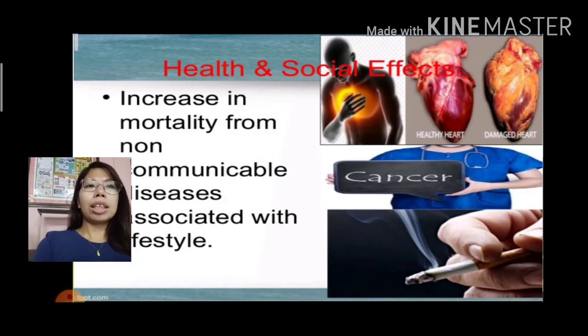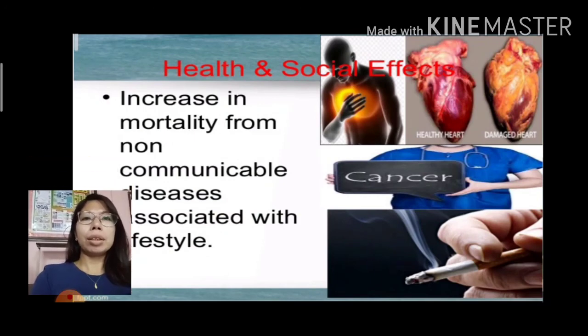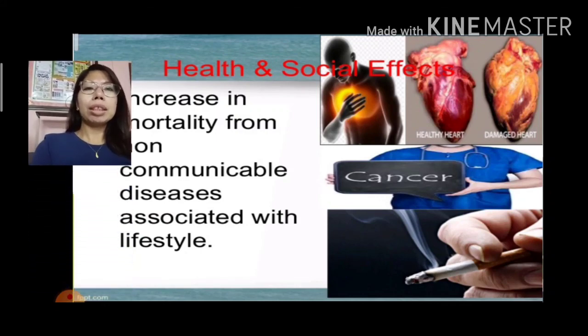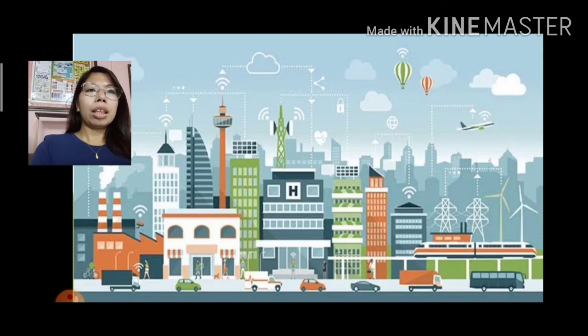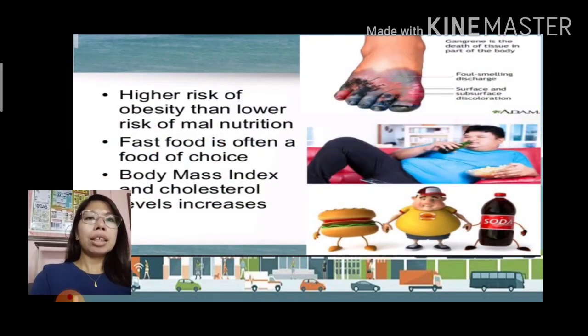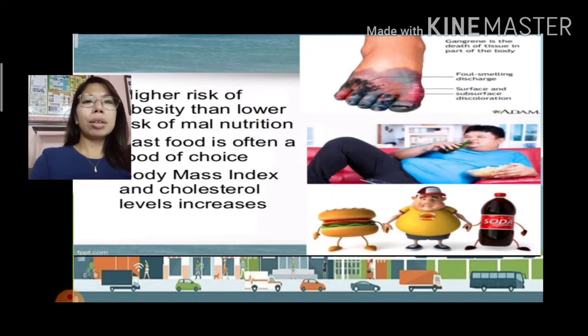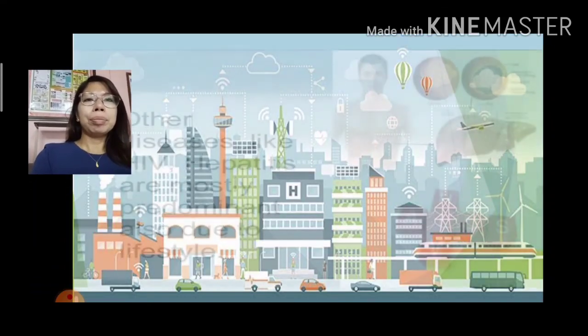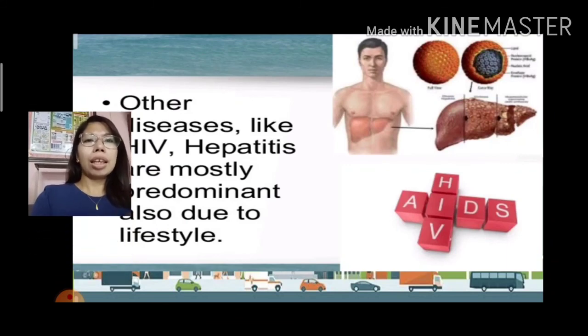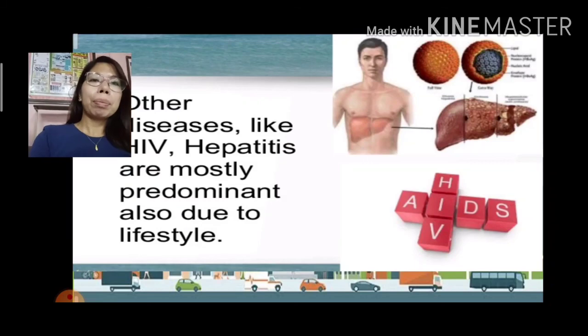Health and social effects of urban development. It increases mortality from non-communicable diseases associated with lifestyle. There is a higher risk of obesity than of malnutrition. Fast food is often the food of choice. Body mass index and cholesterol levels increase. Other diseases like HIV and hepatitis are also mostly predominant due to lifestyle.